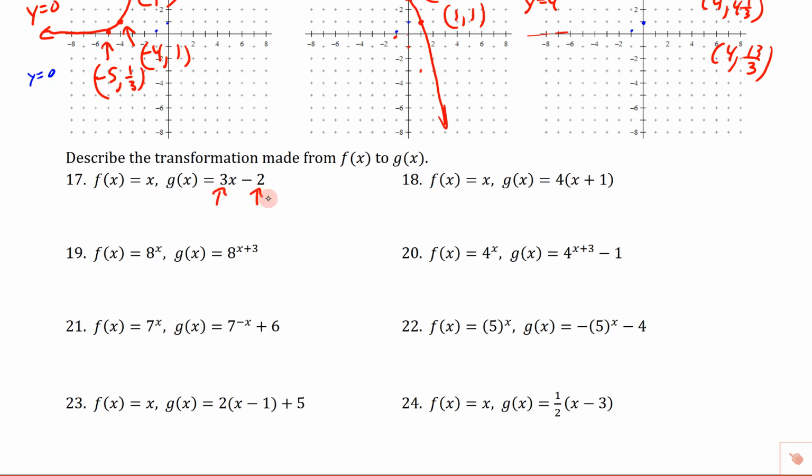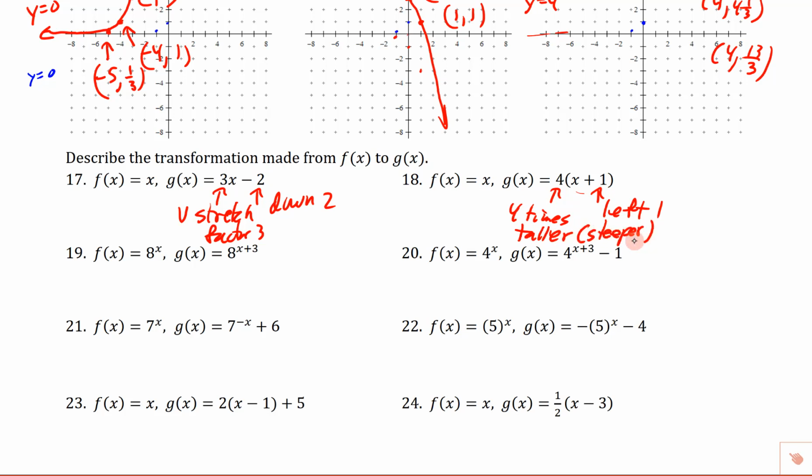So again, hoping these are pretty easy because we've been doing this kind of all along here. This is a vertical stretch, factor of 3. And this is going to move it, let's see, that's a vertical shift. That's going to move it down 2. On this one right here, again, a linear function. So what happened here is it's inside parentheses. So this is going to move it to the left 1. And this is going to be 4 times taller. That's a vertical stretch. We could say steeper. Again, lots of different ways to write these down. And as long as it's very descriptive and accurate, then I'm okay with that.